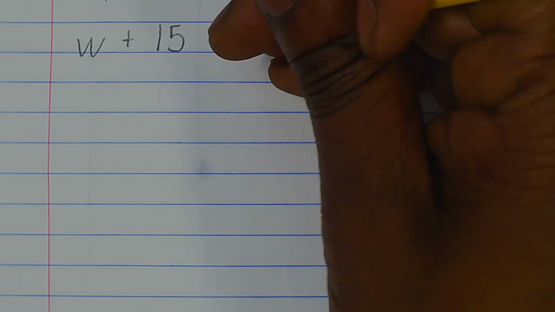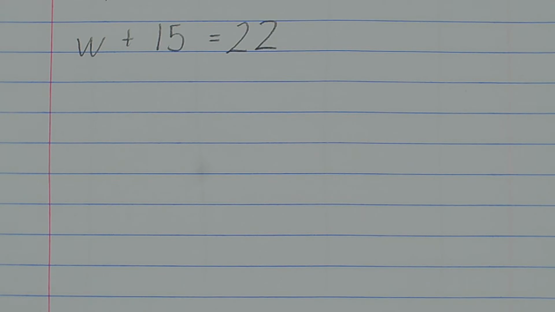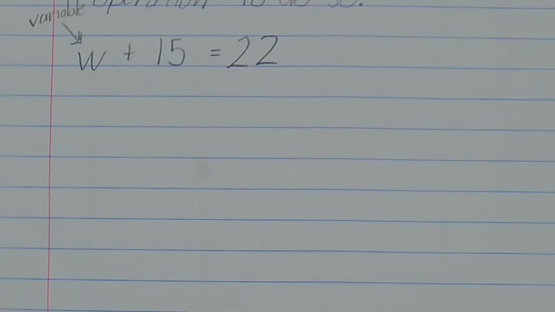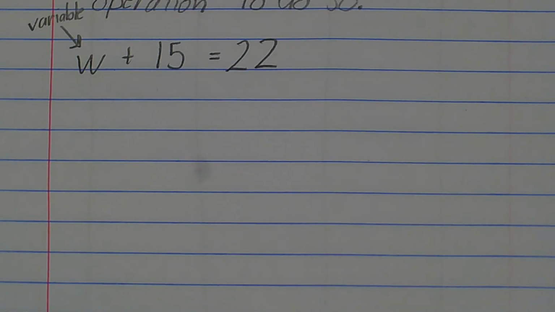Let's look at the following. Let's say we have W plus 15 equals 22. So in this equation, the variable is W. This is what we're looking for. So we're looking for the value of the variable.